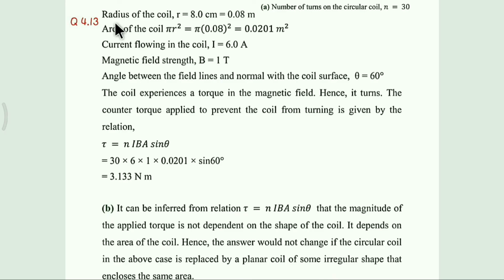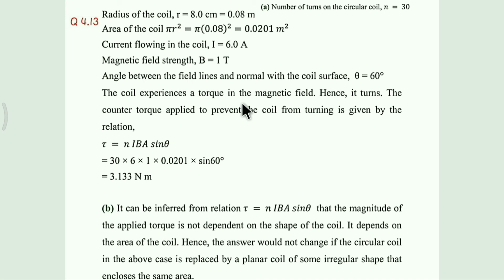So you can see the radius of the coil is given as equal to 8 cm, that is 0.08 meter. You have to convert to the SI unit. Area of the coil is pi r squared meter squared. Current flowing in the coil is 6 ampere. Magnetic field strength B is equal to 1 Tesla. Angle between the field lines and the normal to the coil surface, theta, is equal to 60 degrees.